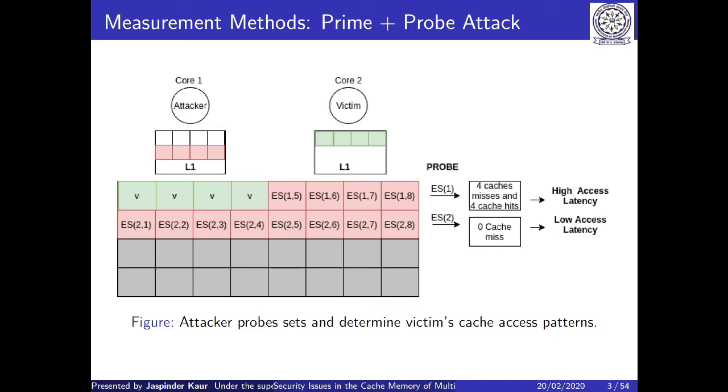As I mentioned at the beginning, if the attacker wants to leak the encryption key from the victim application, then it is enough to understand the access pattern of the victim application. So based on prime probe, the attacker can understand the access pattern of the victim application. Okay, so this is called the prime probe attack.